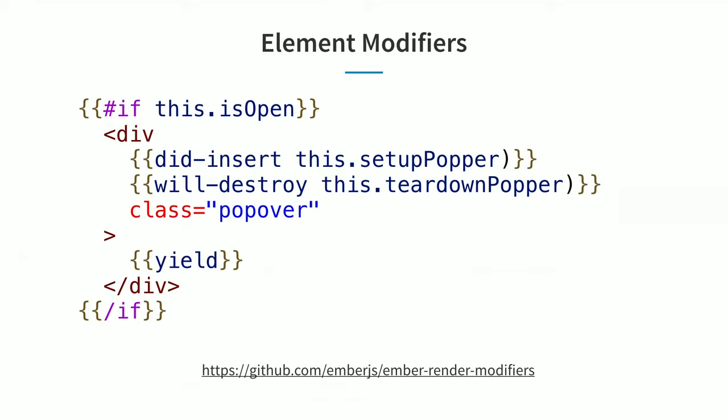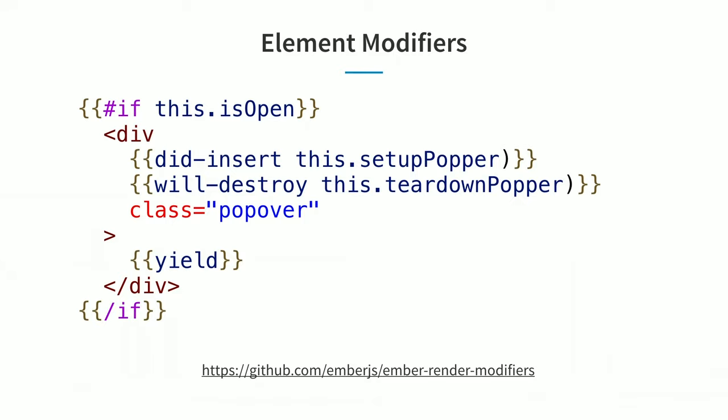Now, you might wonder, why do I care? The answer is, if you've ever written code in your didInsertElement that uses this.$ and then adds a query selector, or this.element.querySelector, and then you do something on the child and expect that thing to exist, you have probably introduced a bug where, if that thing was guarded in a conditional and the conditional was false, it doesn't exist.